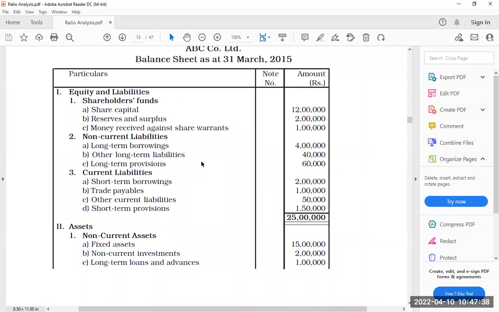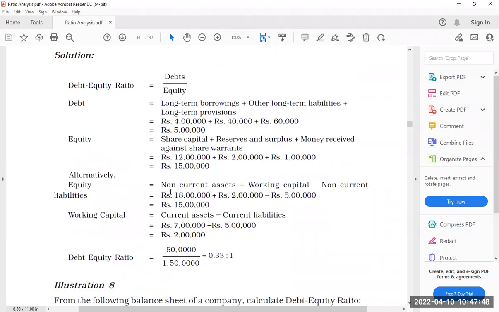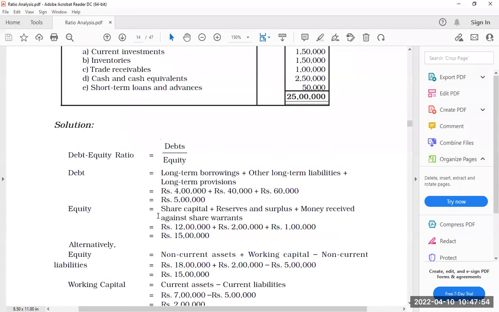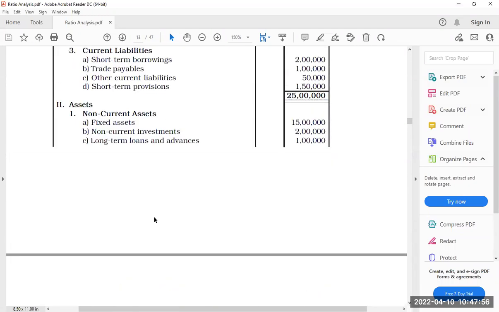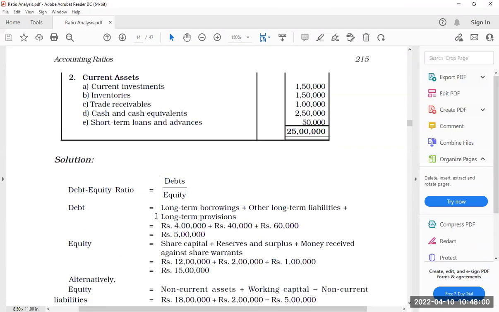Shareholder fund. How much? It's already given. 15 lakhs. Look at this. 15 lakh is the shareholder fund. What is the debt in this question?